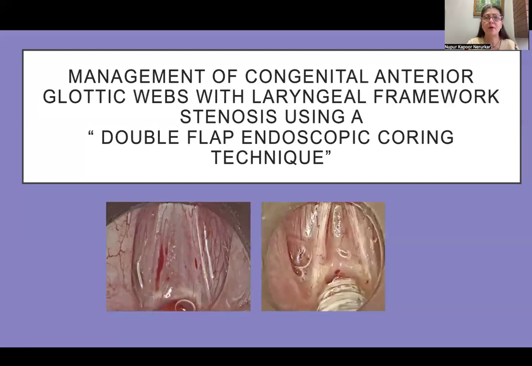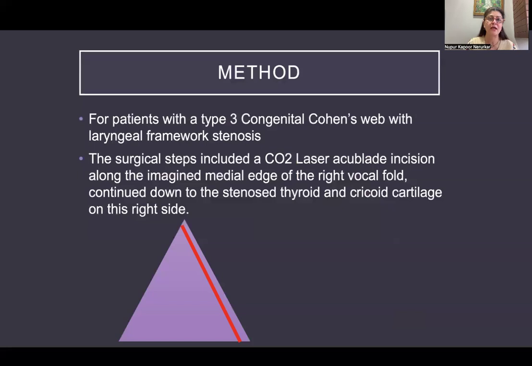And I would like to now talk about the management of congenital anterior glottic webs, which have a laryngeal framework stenosis, and how we use a double flap endoscopic coring technique. The double flap surgery remains the same, but because of the laryngeal framework stenosis, there is an endoscopic coring also involved. This is for patients with a type 3 congenital Cohen's web with laryngeal framework stenosis. The surgical steps include a CO2 laser Accublade incision along the imagined medial edge of the right vocal fold, continued down to the stenosed thyroid and cricoid cartilage on the right side.